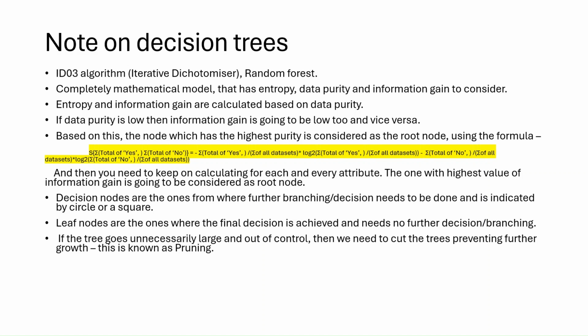Decision nodes are the ones from where further branching needs to be done, and are indicated by a circle or a square. Leaf nodes, as I mentioned, are the ones where the final decision is achieved and needs no further branching or splitting. If trees go unnecessarily large and out of control, then we need to cut the trees, preventing further growth. This is known as pruning, as I was mentioning in the previous slide.